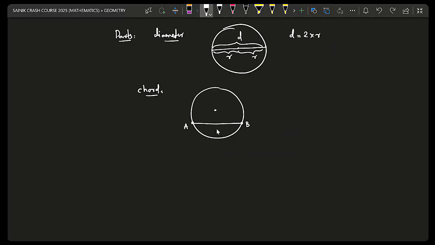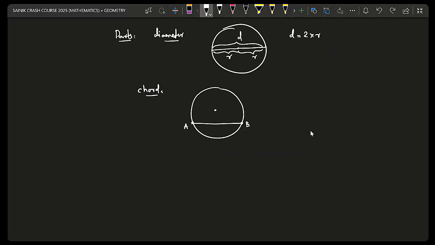Let's try to understand that. See, this is a circle and this is the center. I'm moving the chord close to the center. This is AB. So you can observe the length of the chord is increased. I'm moving it away from the center now. This is A and this is B. So the length of the chord is decreased. That means the length of the chord depends on the distance from the center. If it is moving closer to the center, its length will increase. If it is moving away from the center, its length will decrease.